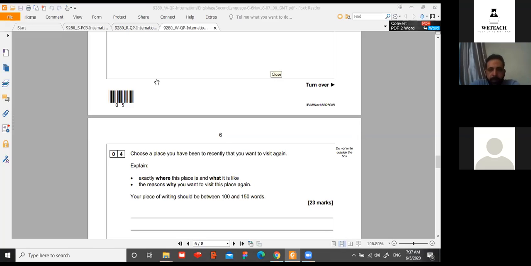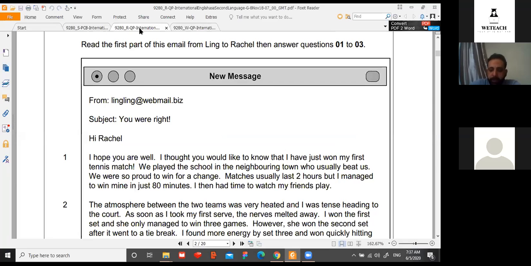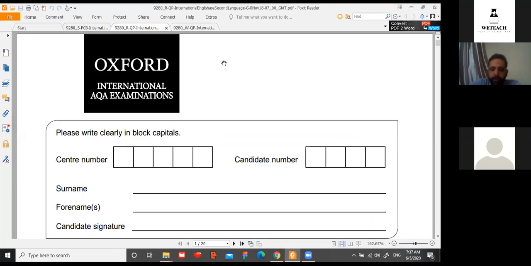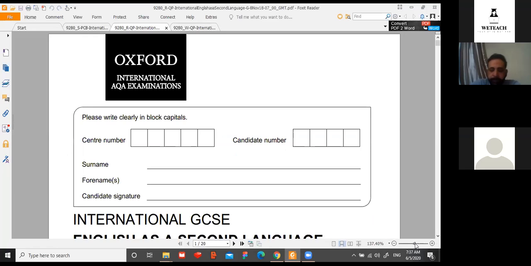Now, after we are done with the writing, we're gonna have something else, the reading component. The reading component is really accessible. It's not that hard at all, and it's very well designed.